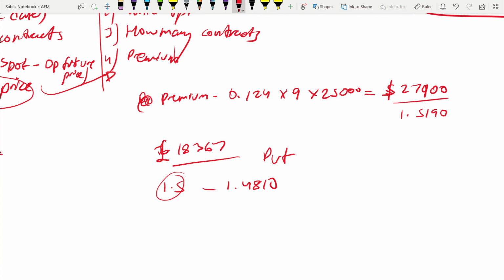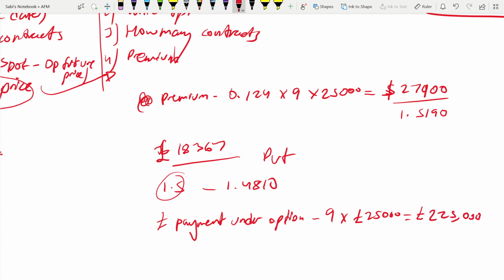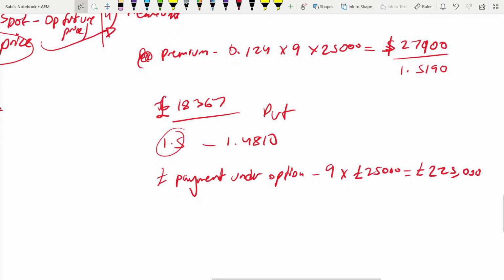So now you have to find under options what is the pound payment, once you have decided that you are going for option. Which is the number of contracts, 9, into the contract size, which is 25,000. Which will be 225,000 pounds. Remember, you have not completely hedged the amount because you have used less than the required number of contracts. So in that case, you also have to find the amount not hedged.